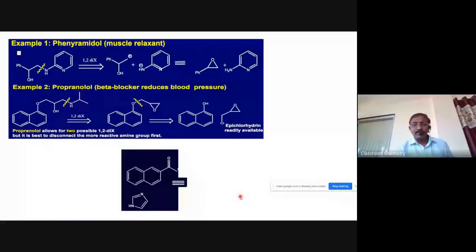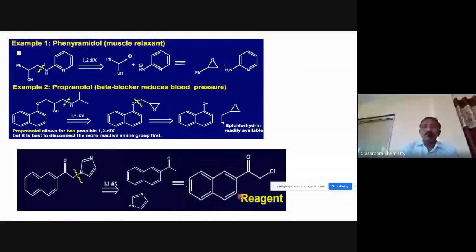We will take some examples directly. In this case, we will take a muscle relaxant drug, phenyramidol. In phenyramidol, there are two functional groups: one is hydroxyl, and the second is a secondary amine. Always we prefer oxygen and nitrogen here. Oxygen is more electronegative, and that's why we can break the bond with respect to the other functional group.